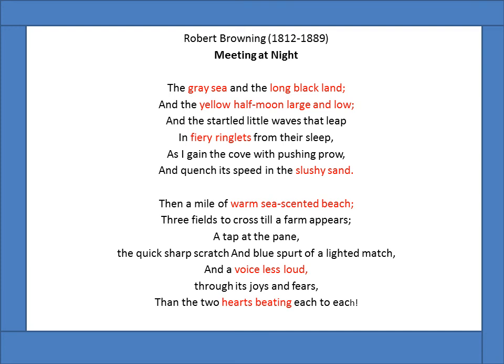Slushy is about texture. And let's move to the next stanza, warm sea. It's also about tactile imagery, which is temperature. And we can see another stanza, voiceless loud. Voiceless here, of course, is about auditory imagery. And let's move to the last stanza, heart beating. Heart beating is an example of kinesthetic imagery.